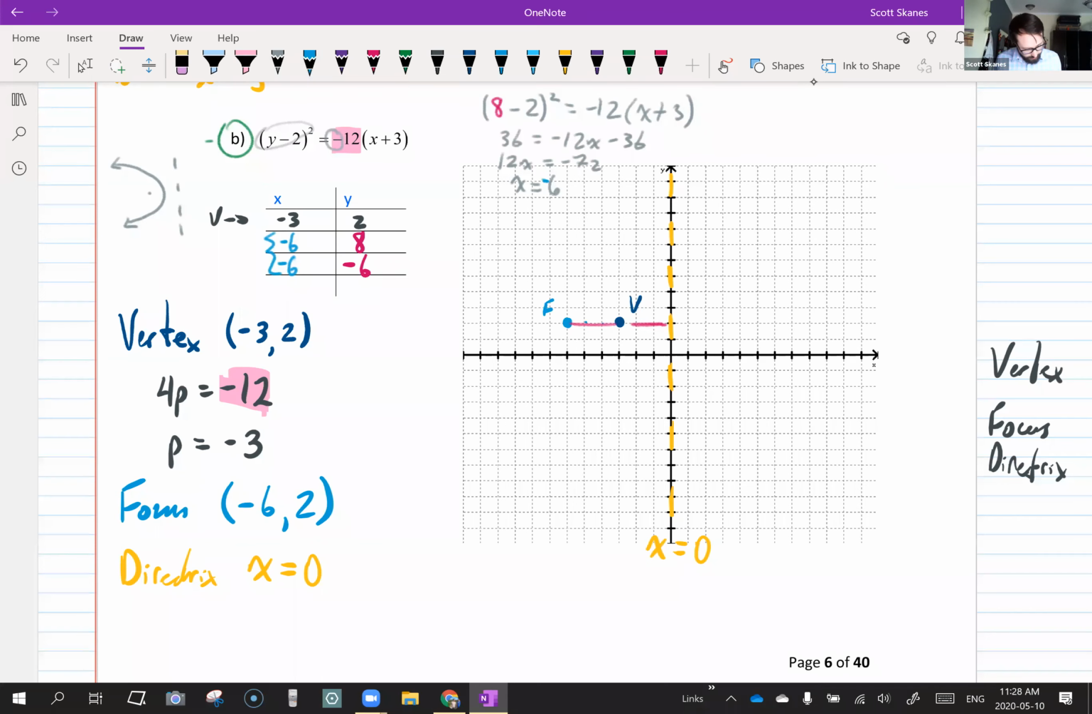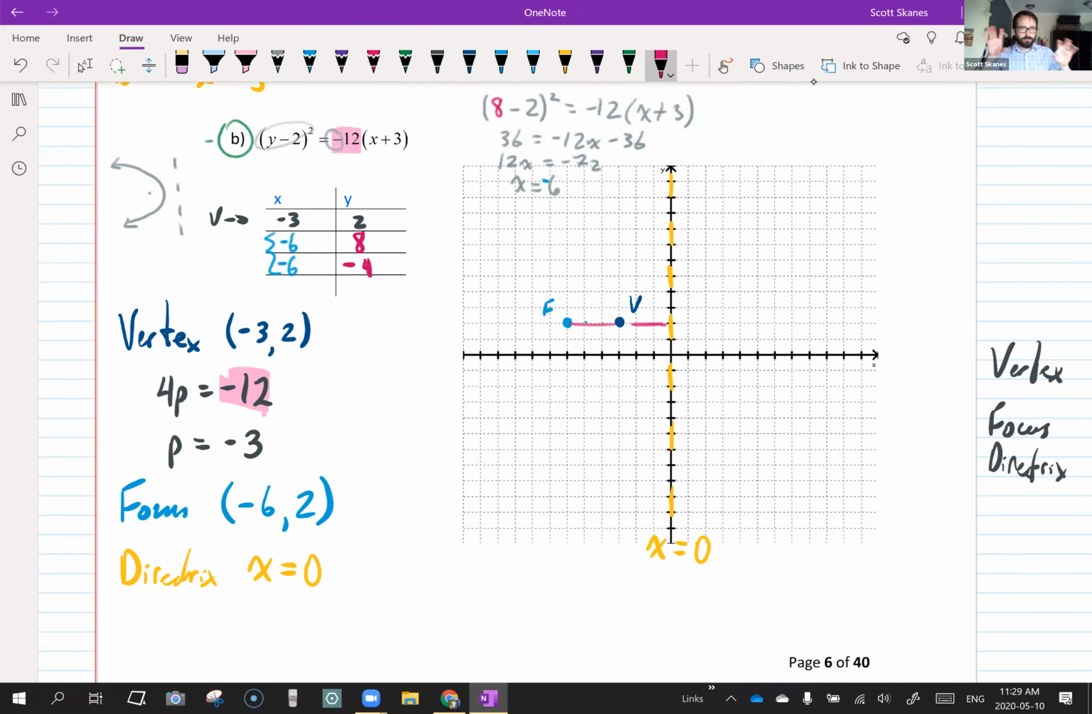Sorry, I made a mistake here. This is supposed to be a 4. My mistake. I'm trying not to get too off track here. I want you to stay focused on what the important pieces are. The important pieces are the vertex, the focus, and the directrix. The table of values is just a way of putting in a few points to see how wide this is.